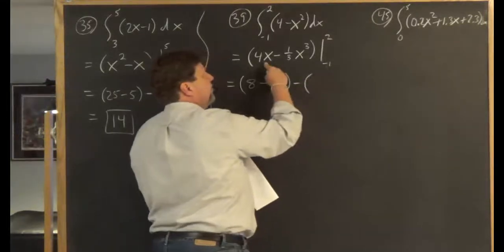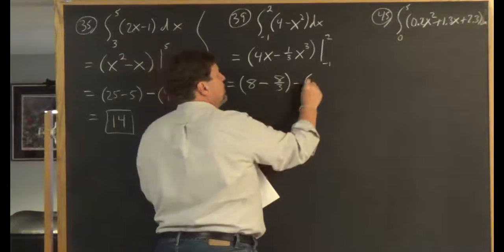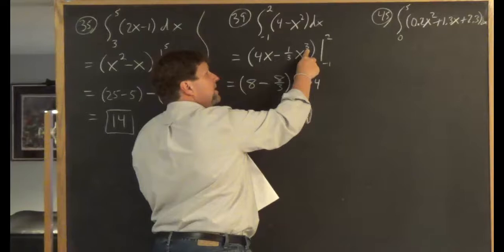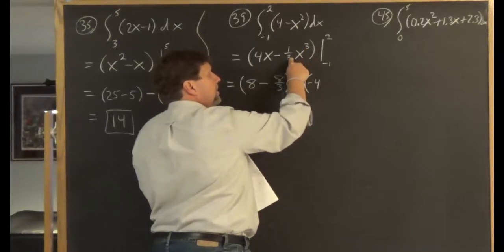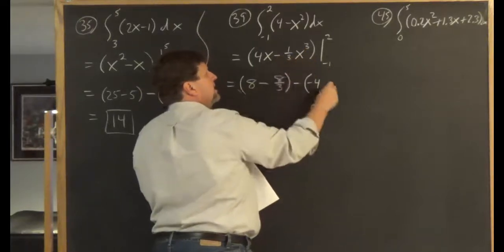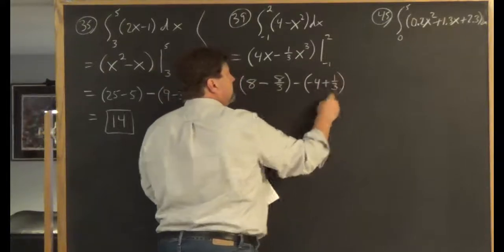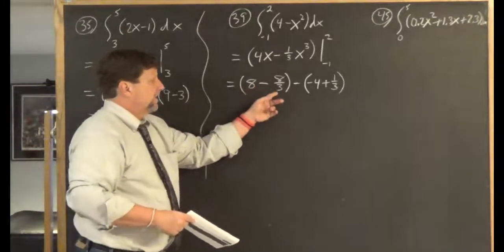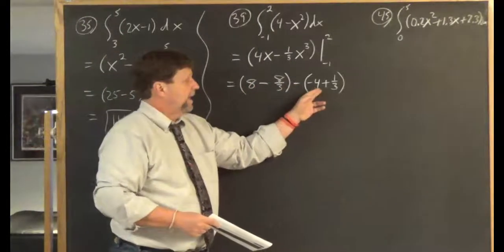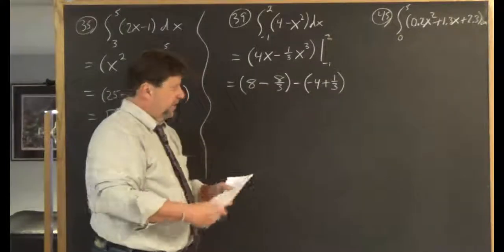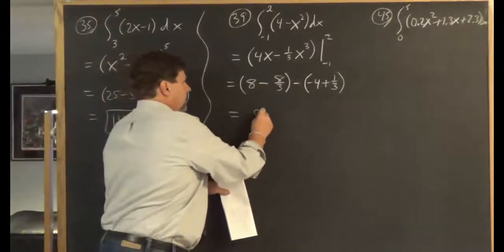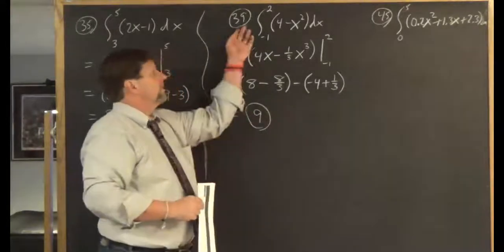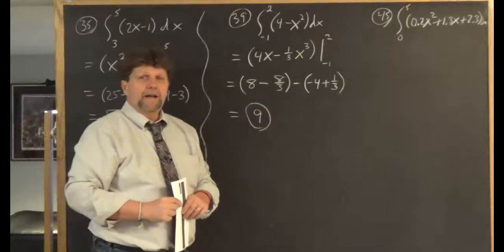Minus, okay, now the -1 comes in. 4 times -1, -4. -1 cubed is -1. So that would be a -1/3 minus a negative. So that's a plus 1/3. And if I do 8 minus 8/3 minus the quantity, -4 plus 1/3, I'll end up getting a value of 9. So hopefully for 39, you got a value of 9.